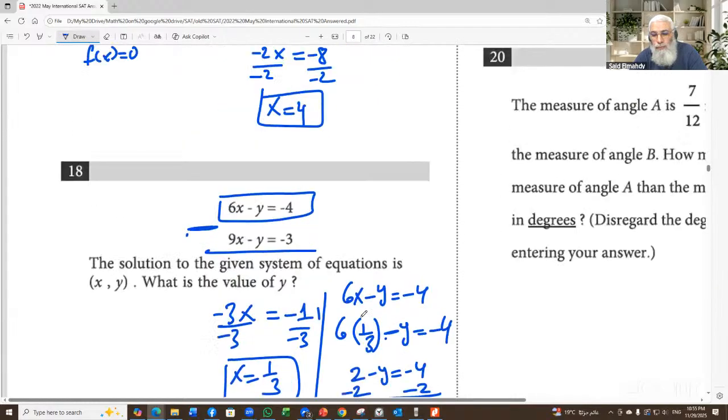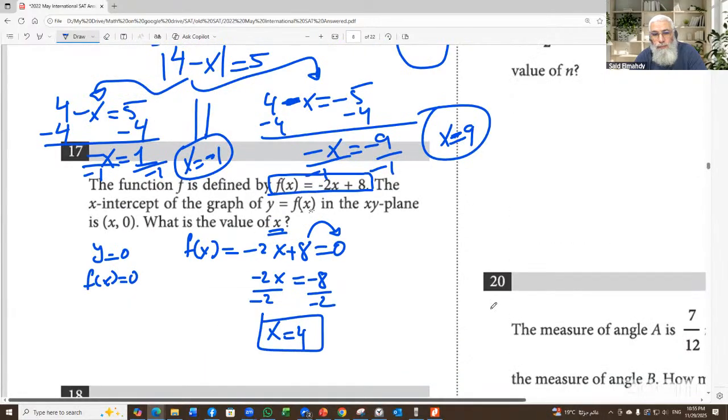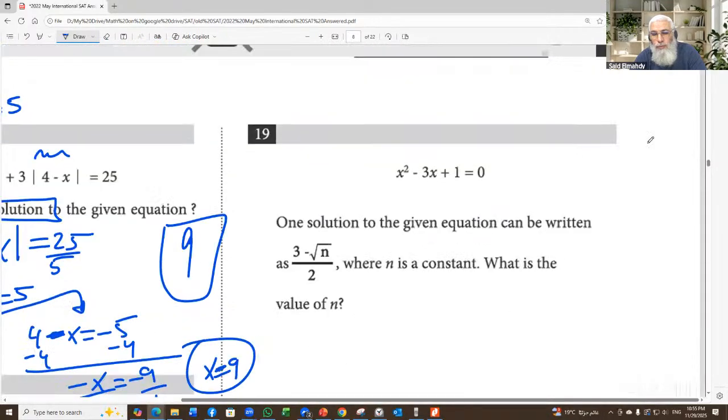This one. X squared minus 3x plus 1 equals 0.